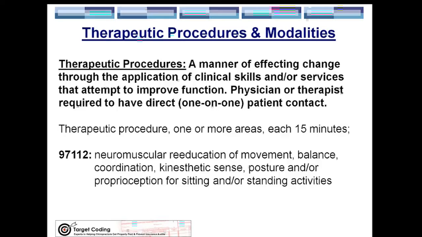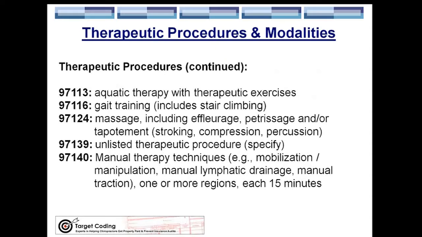It's used to improve balance. So, okay, here we go. If you're billing an insurance company 97112 because you're improving balance and coordination, what should the patient present with? An inability or decreased balance and coordination, right? So please be aware of that. And now we have a whole bunch of other codes here: aquatic therapy, gait training, massage, unlisted modality. Well, let's go through each one.